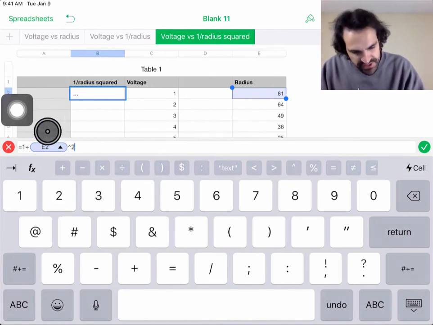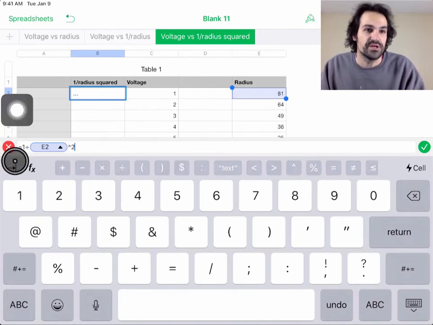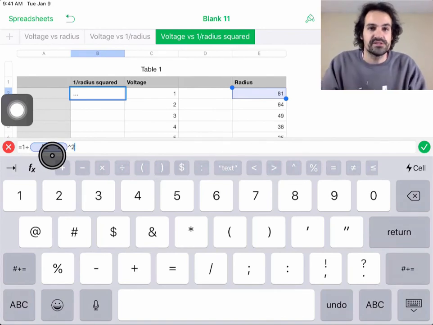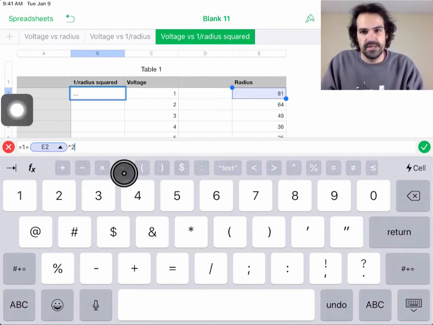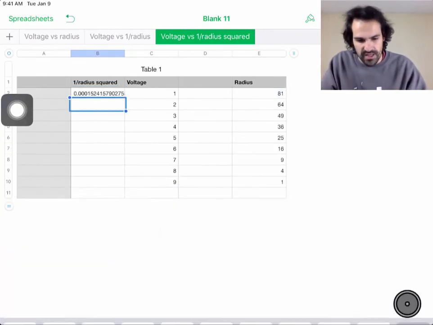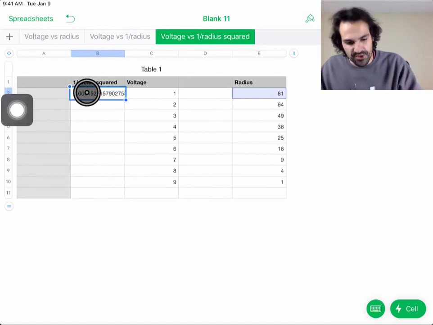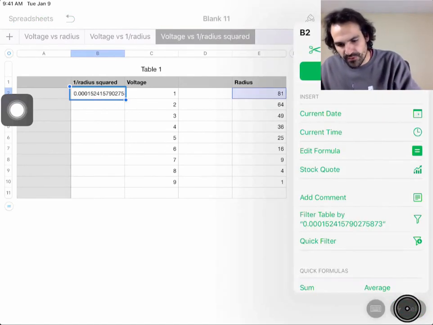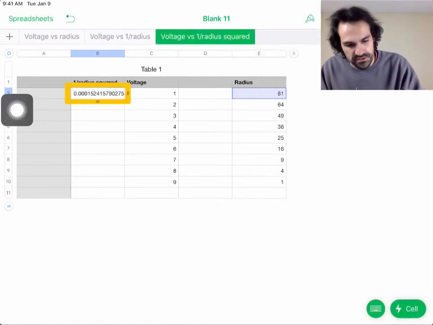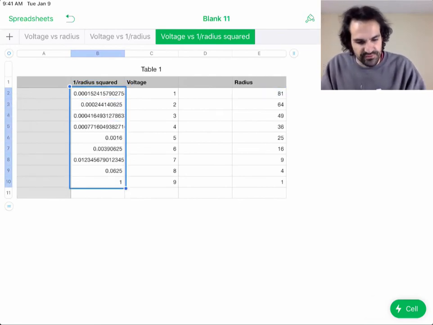And I'm not sure if you guys can see this, but this equation is being written right here. So you can double check your equation as you write it. Equals 1 divided by E2, E refers to my radius, squared. And then we can enter it by hitting return, and voila. It has automatically calculated it. And again, we're going to go down to cell, and we're going to autofill that equation down for all of my values.